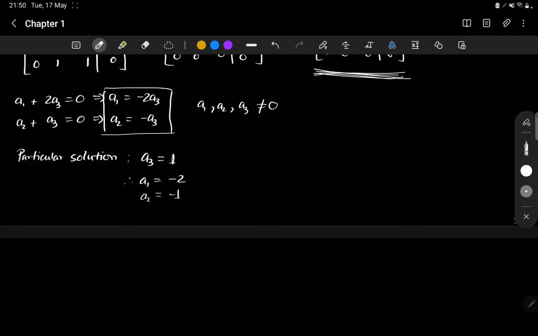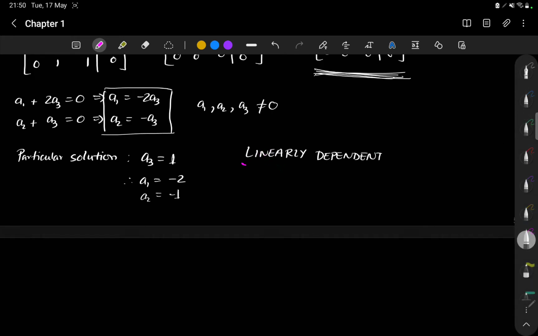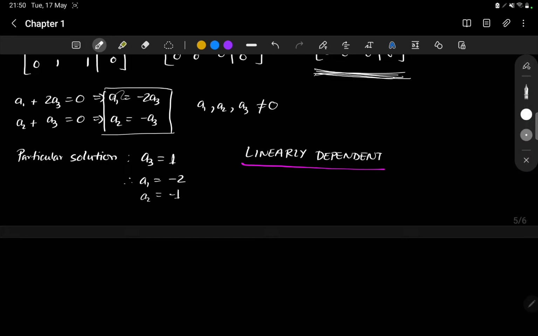So this means that we have shown that our given set of vectors are linearly dependent, because we have shown that the values for A1, A2, A3 are non-trivial. So this particular solution, meaning non-trivial solution. So non-trivial means that it is not linearly independent. That means it is linearly dependent.